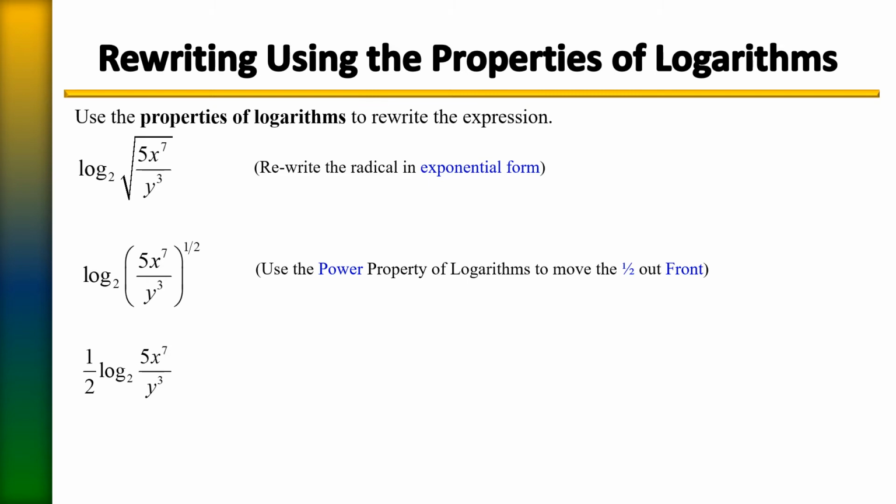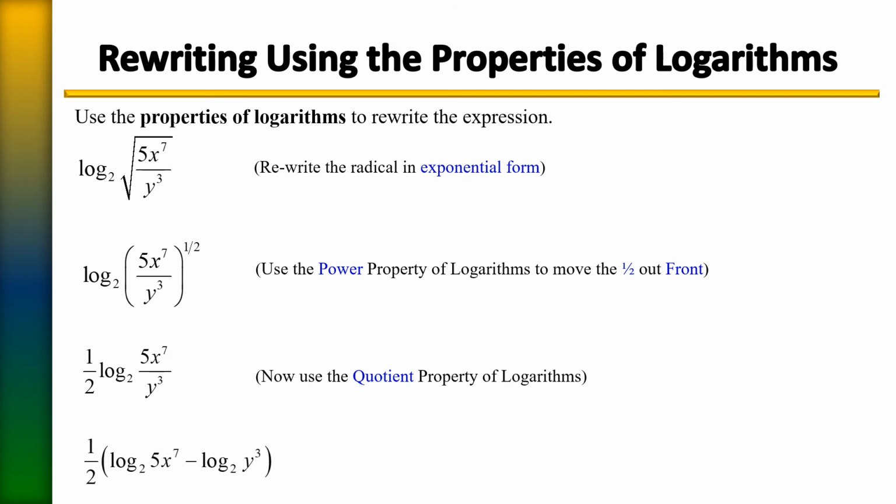Now we're going to focus our attention on the rational expression itself here. And that leads us to the quotient property of logarithms, which states that you would just simply take the log base 2 of the top, take away the bottom. So log base 2 of 5x to the 7th, take away log base 2 of y cubed, which, by the way, we can go ahead and leave the 1/2 outside. So we'll put the quotient property within parentheses.